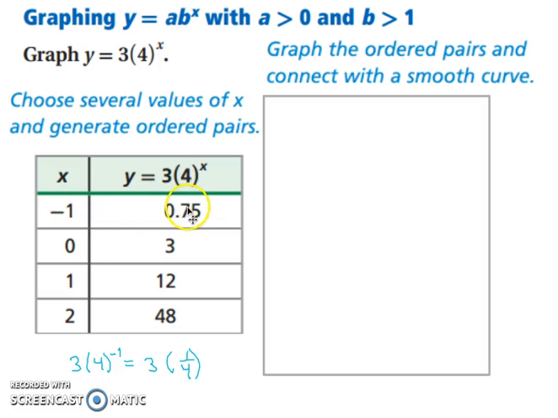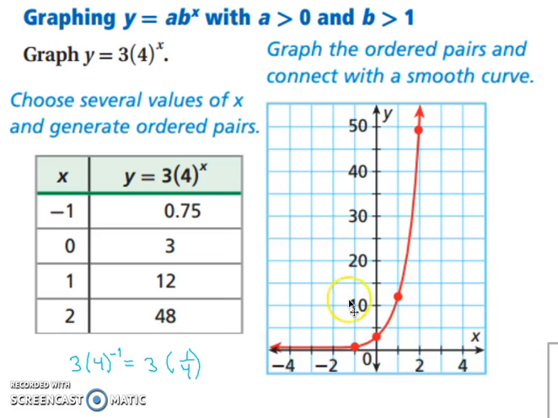Once you have your x and y values, you can plot them. So when you plot them, you go across your x, and that's your -1, and we went up 0.75. Then we had 0, 3, 1, 12, and 2, 48. Notice how the graph increases rapidly as it goes off into infinity. That's for a positive a and a b greater than 1. Let's see if you can notice a pattern that ends up happening as we continue.